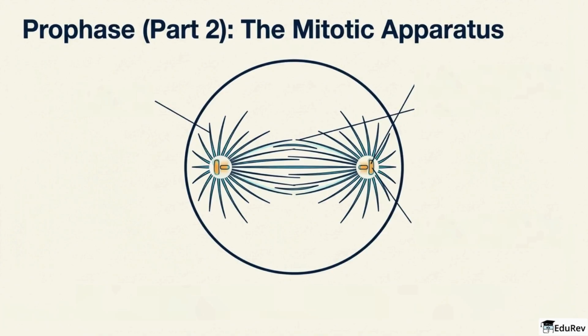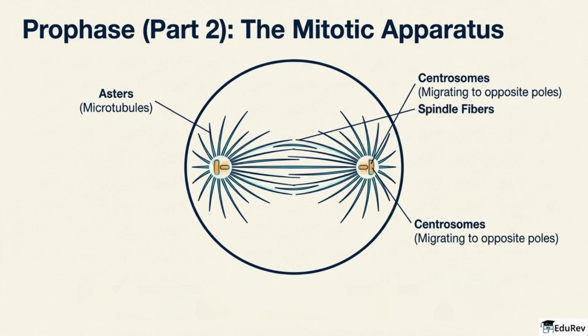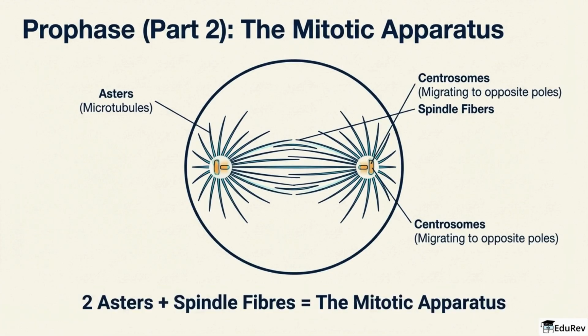The mitotic apparatus is assembled in prophase. Asters form around the centrosomes, and spindle fibers extend between the poles. The slide's memory line is very neat. 2 asters plus spindle fibers equals mitotic apparatus. This apparatus is what will later move and separate chromosomes. Without it, the cell cannot divide correctly.